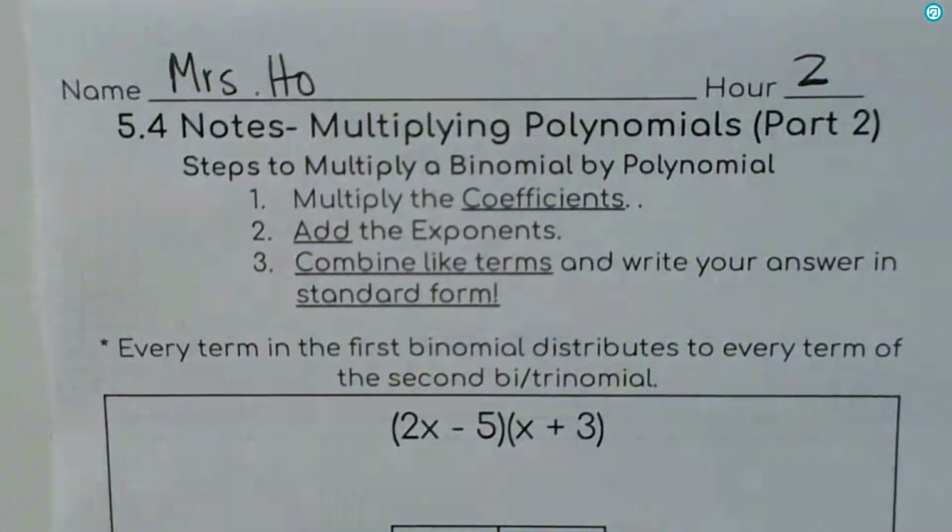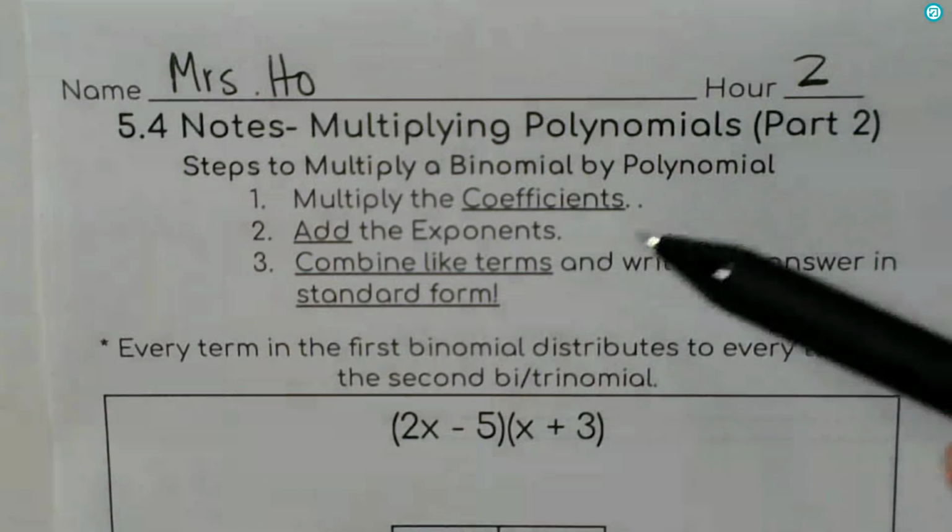Hey, today is 5.4. We are multiplying polynomials again today, so this is part 2. The difference of what we are doing today in comparison to what we did in 5.3 is that today, instead of multiplying a monomial, or one term, out to everything, we are going to be multiplying a binomial, so 2 terms. So today we're going to do 2 by 2s and 2 by 3s.